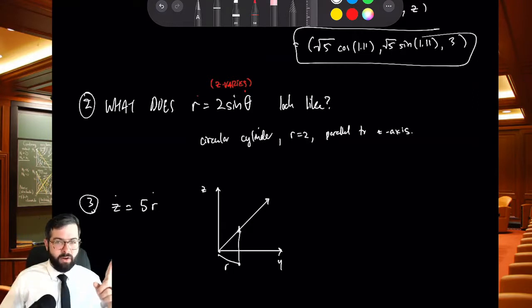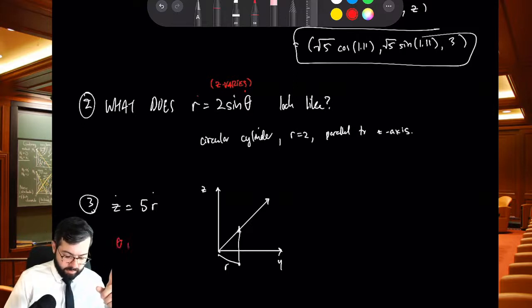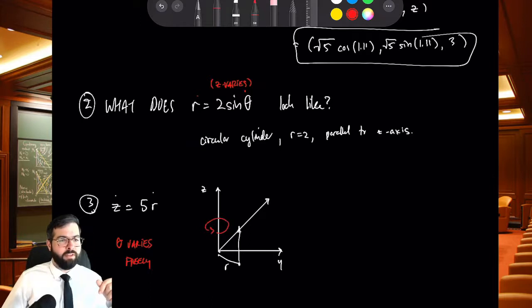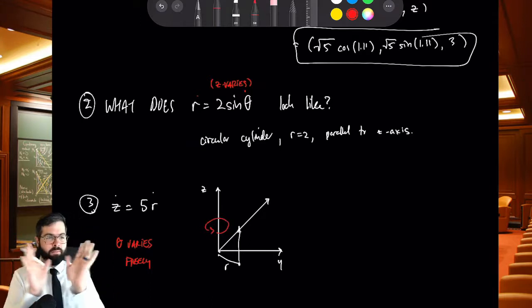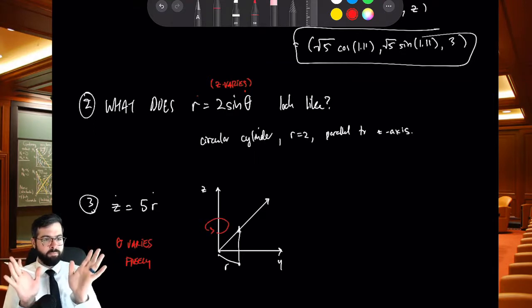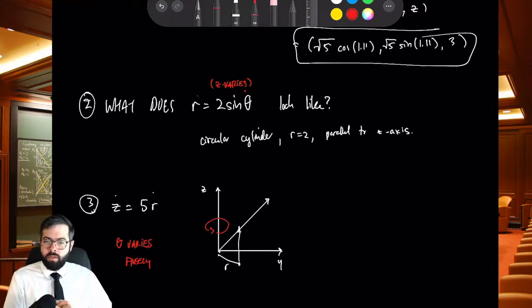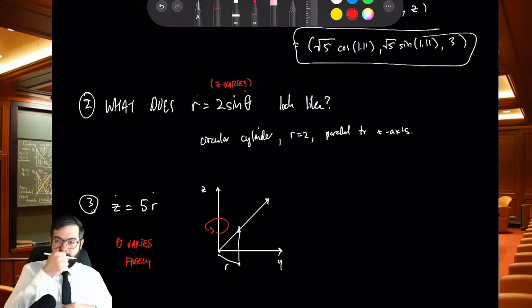But we see z and r, so we don't see theta. So what does that mean? That means theta varies freely. So this thing spins around the z-axis, and we get the cone, right? Upside down party hat. So it's z and r, and just seeing theta, theta equals a constant, you're going to get a plane with that.